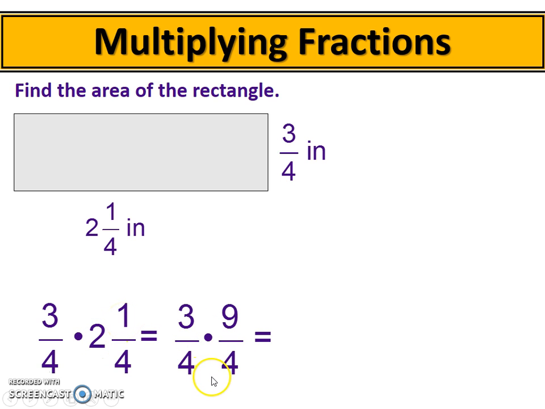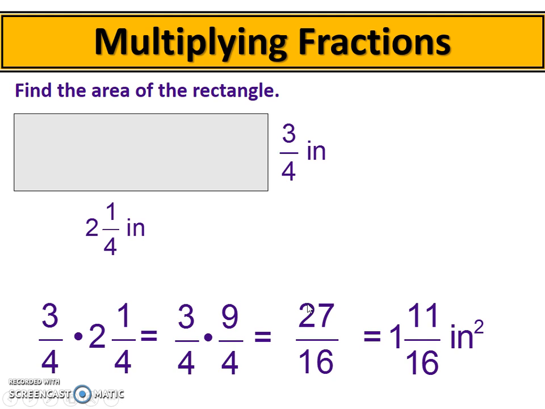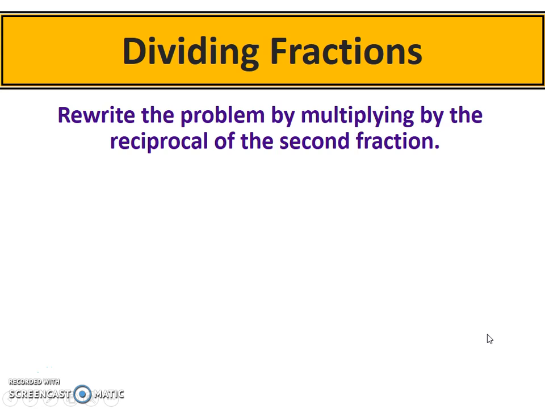I don't see any common factors to cancel out, so we'll multiply. This becomes 27/16, and then we'll rewrite our final answer as a mixed number. So 16 goes into 27 only once with a remainder of 11. So that becomes 1 11/16 square inches, because again, if we're doing area, inches times inches gives us square inches. All right, so now let's take a look at dividing fractions.